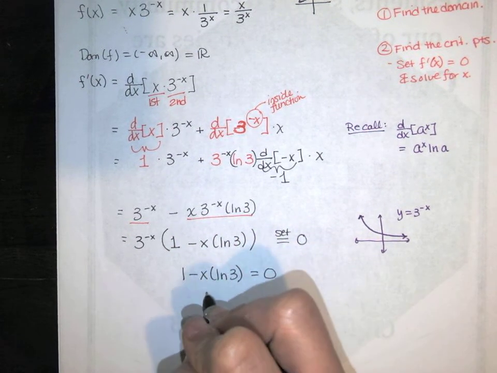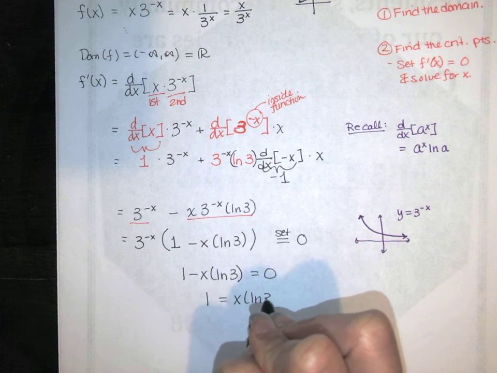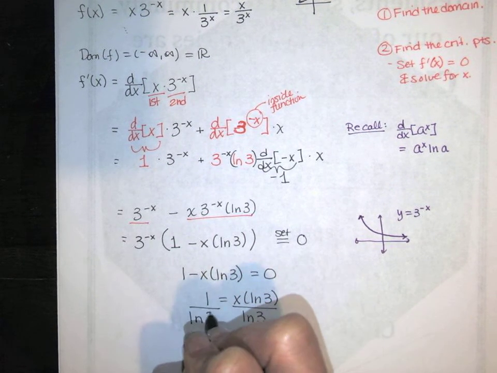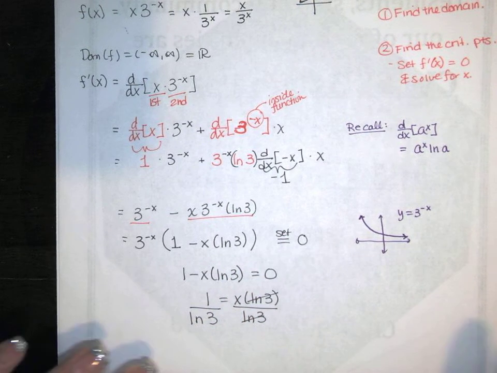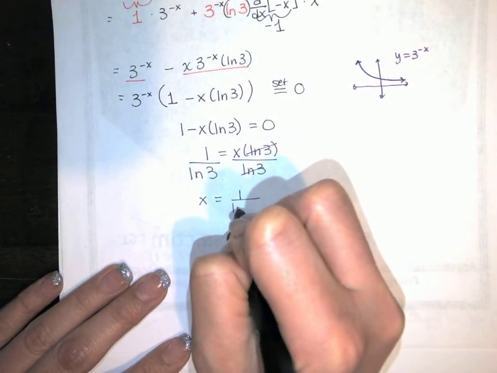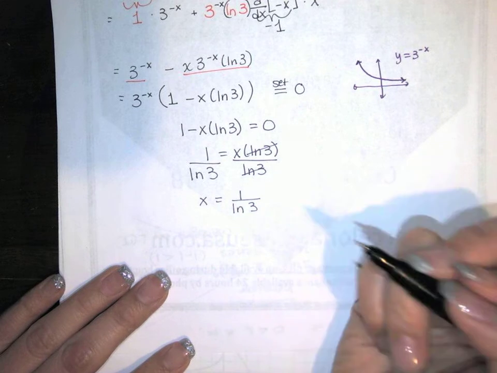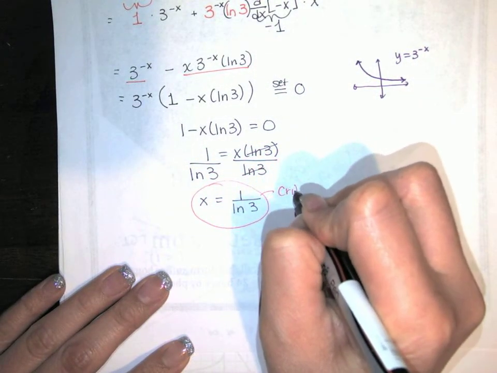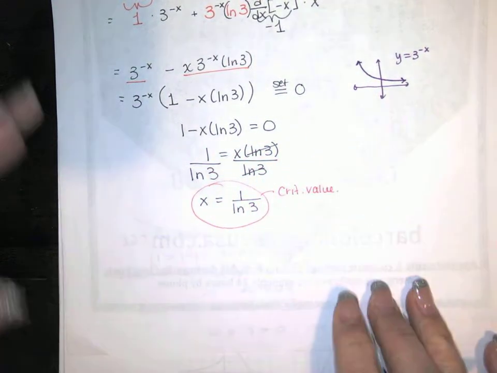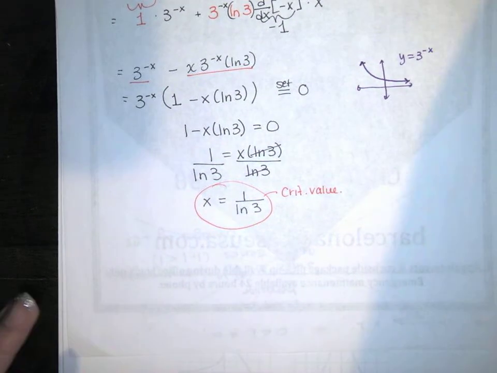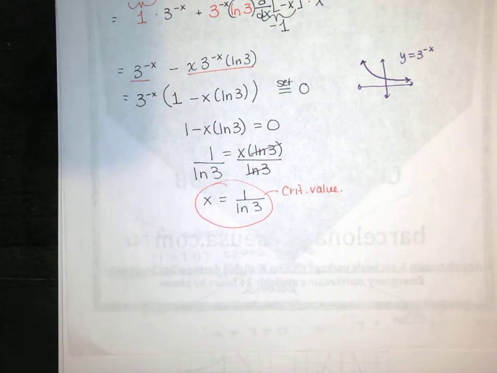So we can add this to both sides, and then divide by natural log of 3 to get x by itself. And we get x equals 1 over natural log of 3. So that is our critical value. I don't know what that is exactly, but I've got a calculator and I can find a numerical approximation. It's just a number, a little positive number.